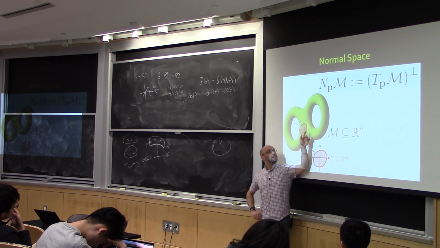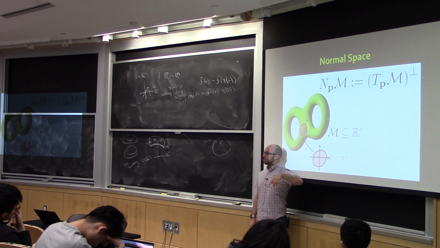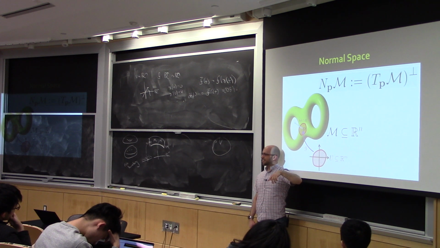So what have I not done? I haven't defined the normal to the surface. I've just said there's a whole line that goes through that point that's perpendicular to it. Anybody guess why I made that distinction?